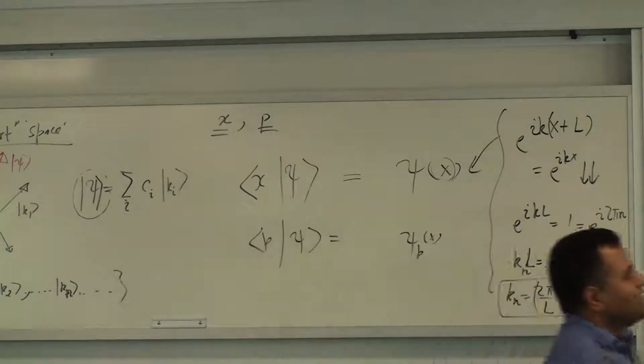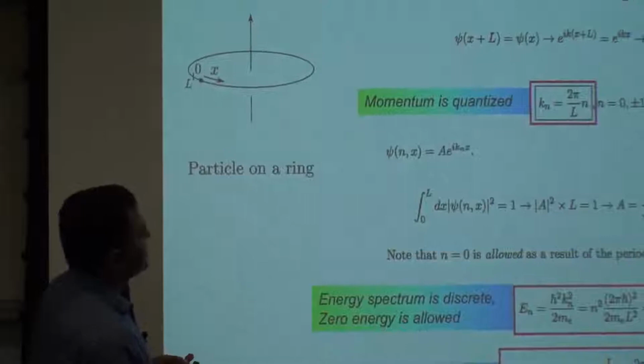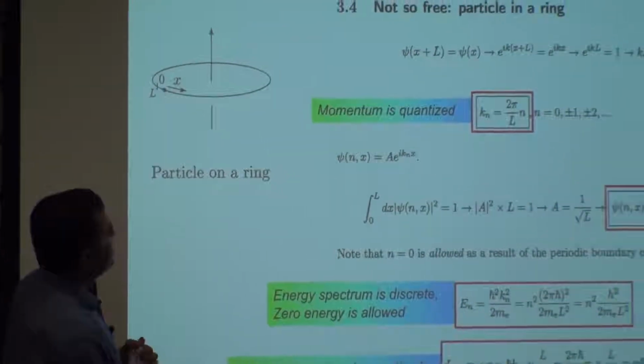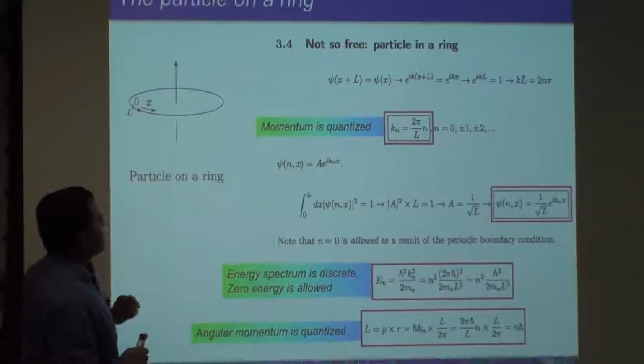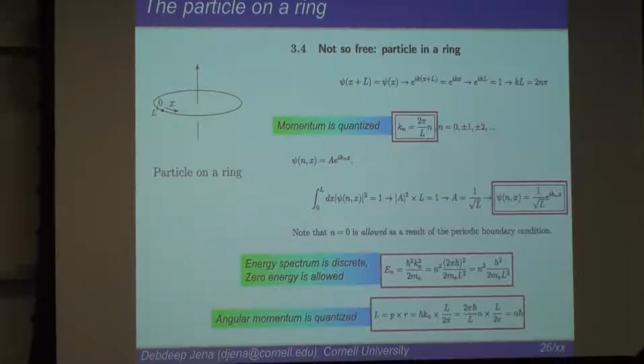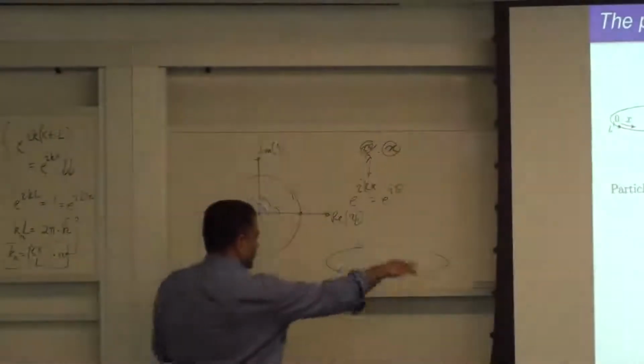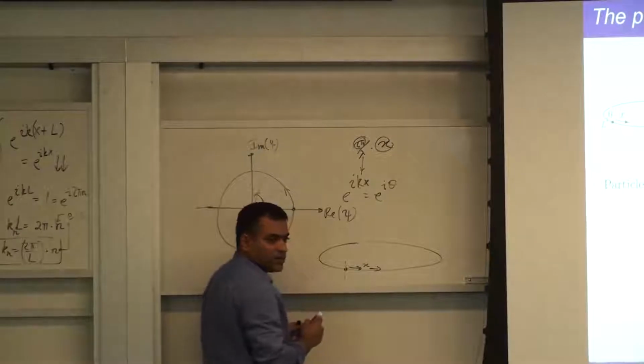This is not really the particle in a box where you have what you call the ground state energy, but here it is allowed. In fact, you can tell me, if n is equal to 0, how will the wave function look? I want to sketch the wave function around the ring. How will it look?